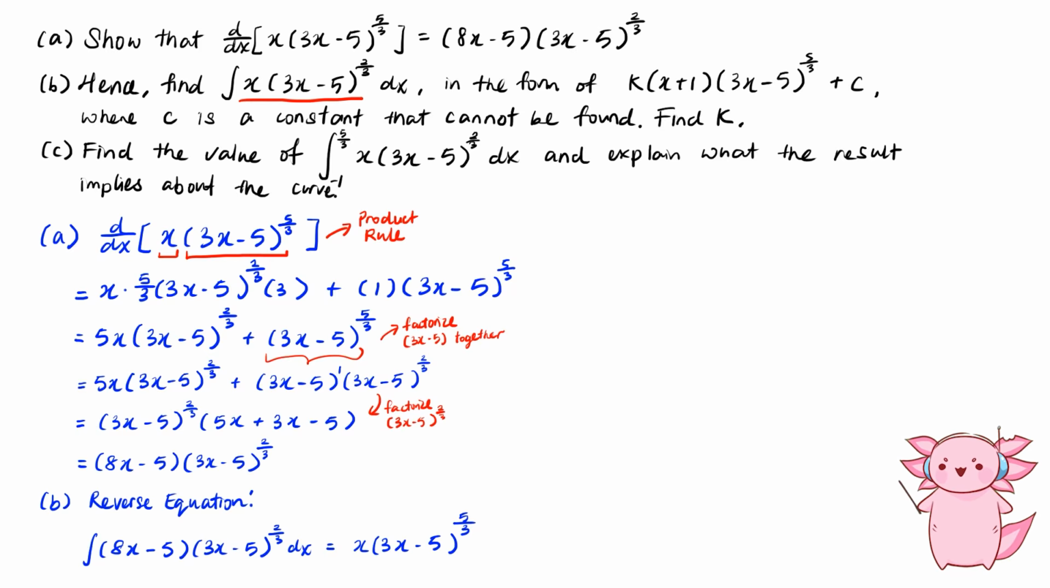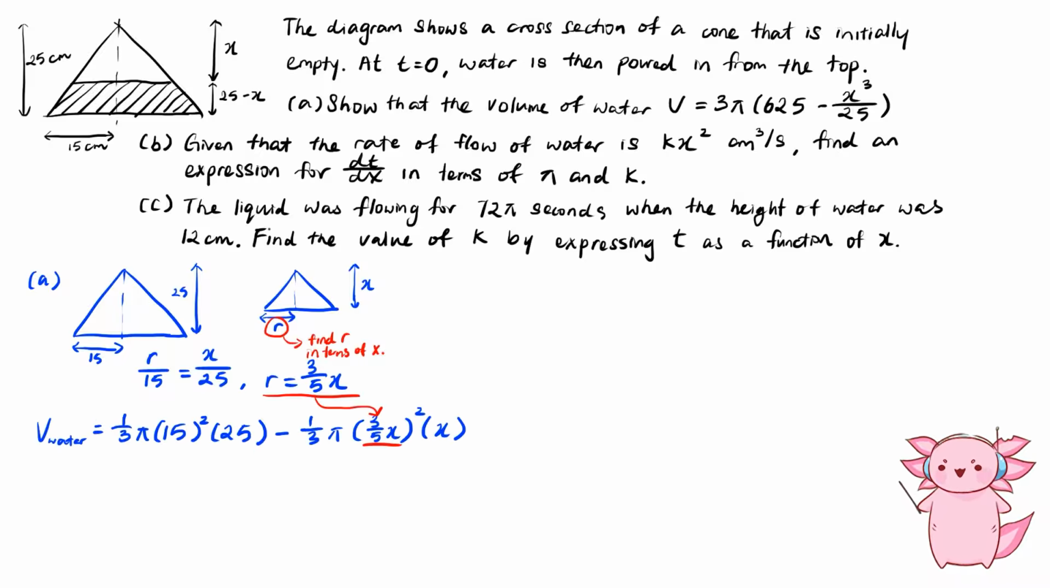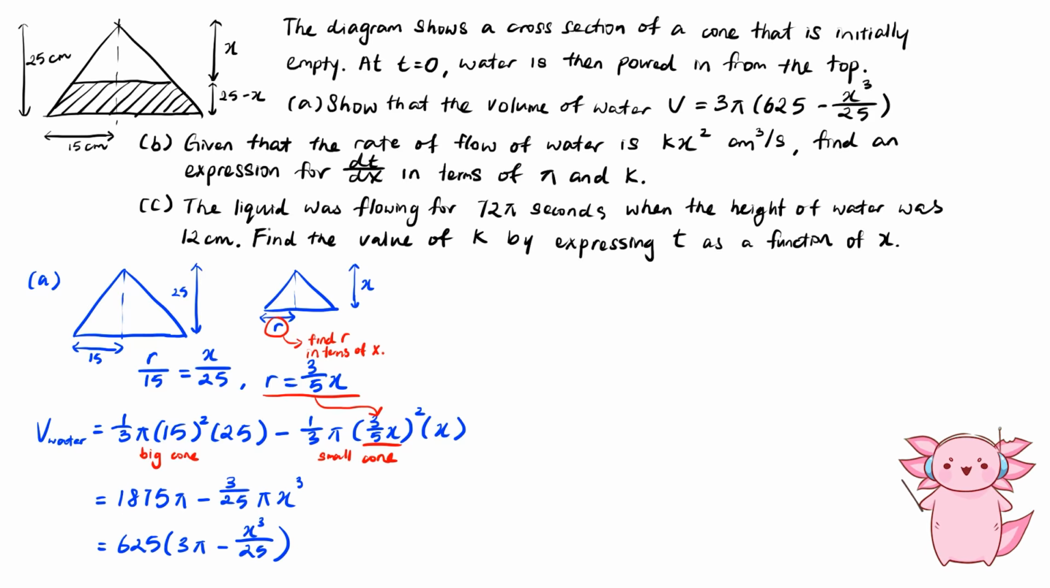Okay, at this point, 2020 paper 2 has gotta be like the most difficult O-level paper of all time. This story here talks about a cone where water is poured in, and they ask you to find the volume of the water in terms of x. Now let's draw out the two similar triangles over here, and our goal is to find the radius of the small cone over here. So, using the similar triangles formula, we can get 3 over 5x as the radius. Now we just use the volume of the big cone minus the volume of the small cone and ta-da! We are done. Not bad so far.